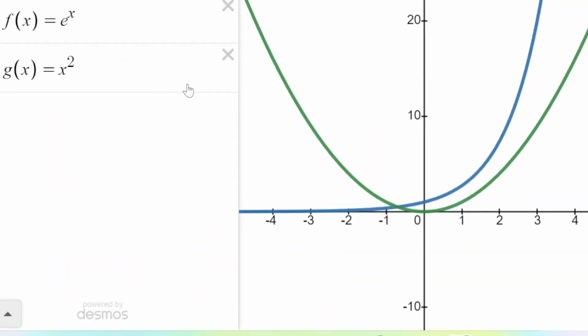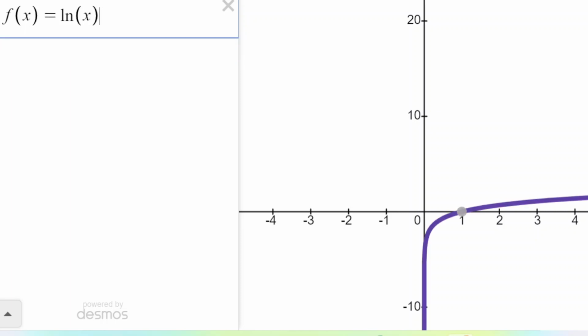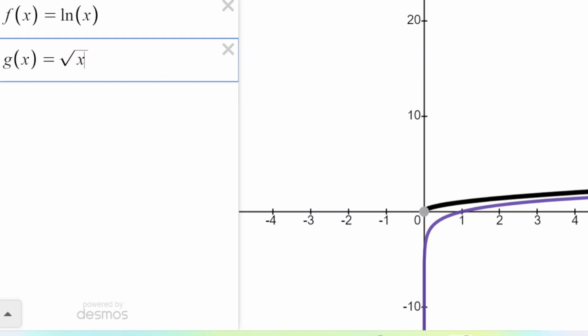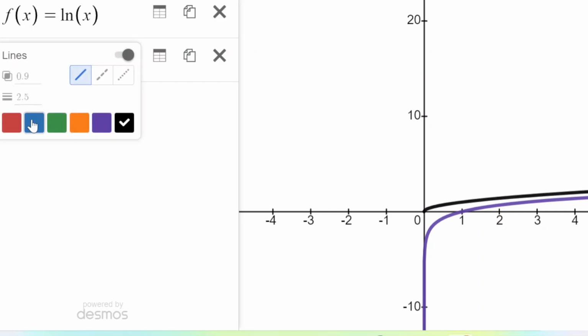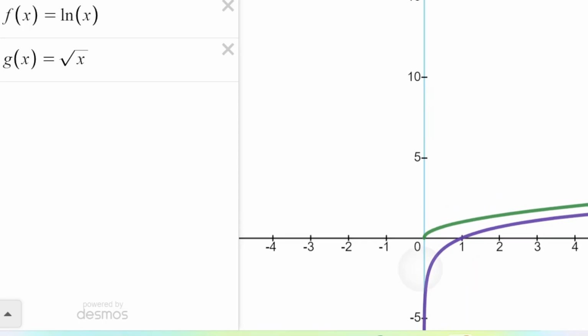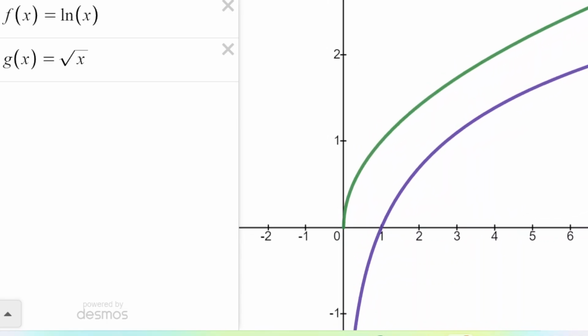Okay, let's see what's going on with the graphs here. So if I graph these separately, ln x and square root x, we can see that square root x, the one in black, actually I'll change it to a different color so it's easier to see. I'm going to just zoom in on my y-axis here. So we can see that the green function, the square root, is growing faster than the ln x.